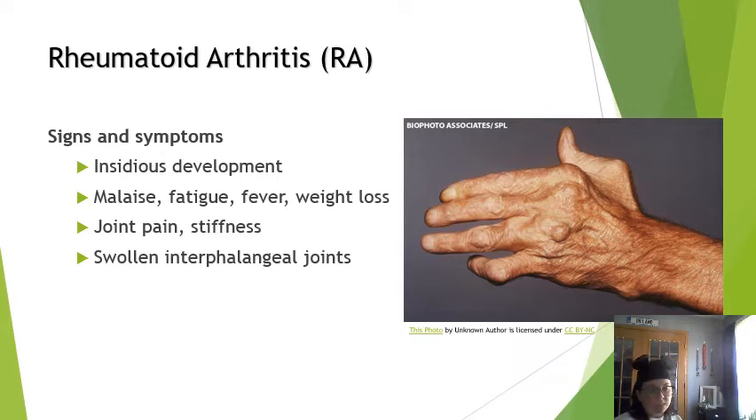This swelling of the joints can appear red and hot to touch. Those in the hand and fingers could feel as if you broke one. This image here is an example of what RA can do to cause deformities in a hand.